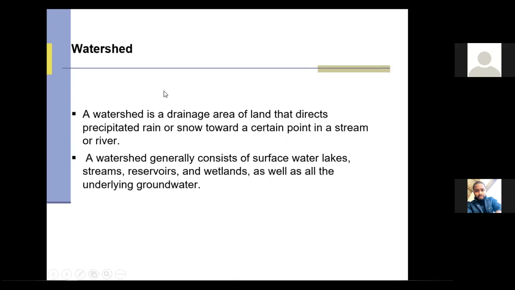This always shows up on the test, a watershed. It's the drainage area of land that directs all that rain towards a certain point. So typically, your lake, your stream, your river is going to be fed by something, whether that's rainwater, snowmelt, or whatever it's going to be. It consists of all these lakes, rivers, streams, reservoirs, wetlands, and all this stuff, all interconnected. And this is a watershed.